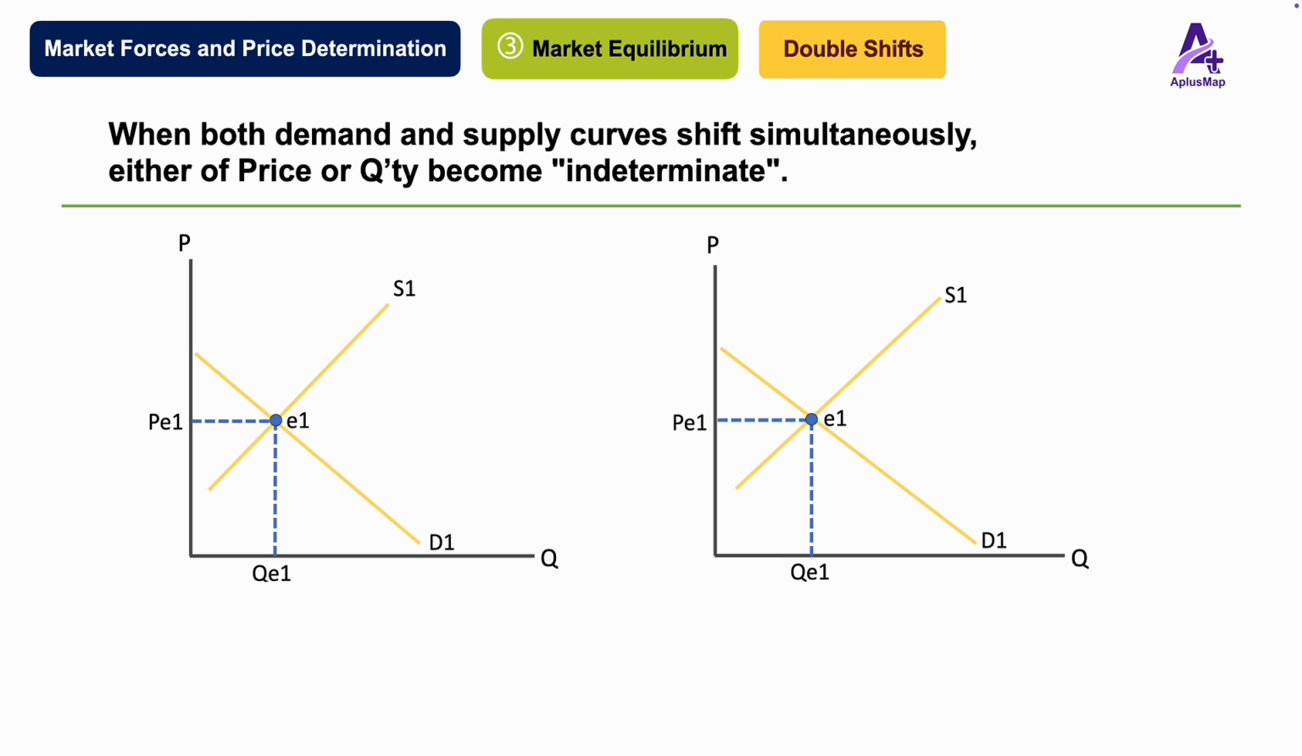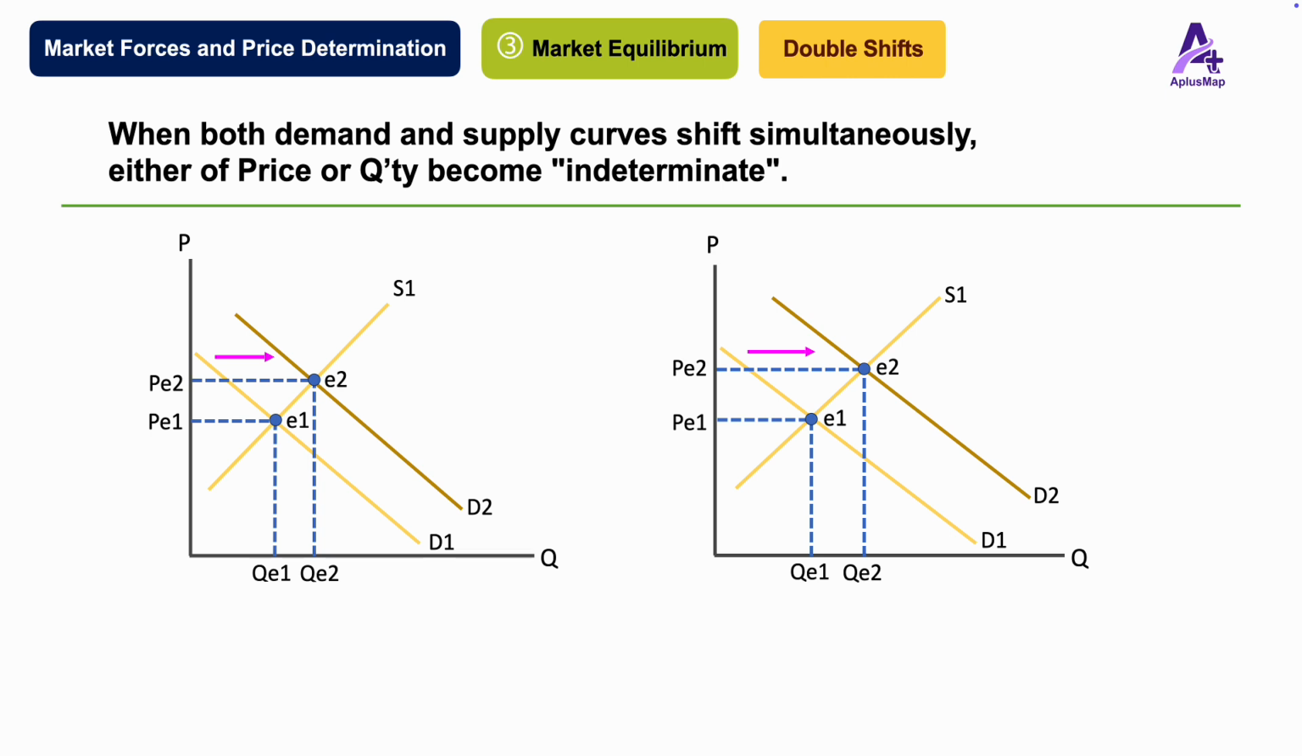Exactly. You'll know for sure what happens to one of them, but the other one will depend on how much each curve shifts. Let's take the classic example. Demand increases, shifts right. And supply increases, shifts right at the same time.